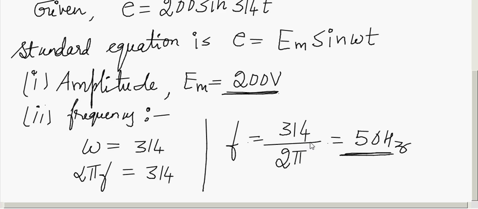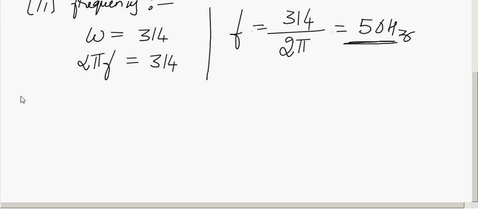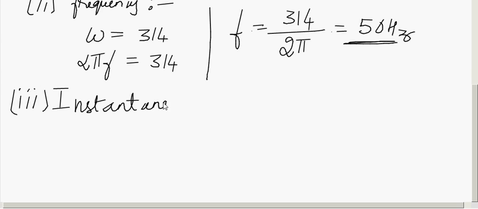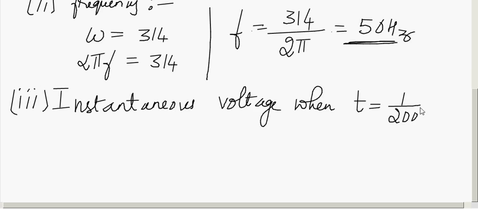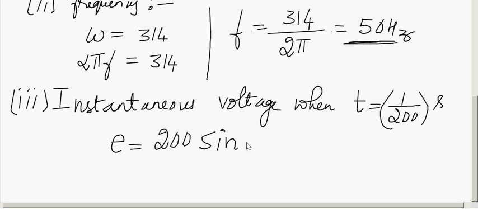Last one is to find out the instantaneous value at t = 1 by 200 second. In the equation, substitute t = 1 by 200. You will get the value. Instantaneous voltage at 1 by 200 second: e = 200 sin 314t, with 314 into 1 by 200. Just calculate and let me know the value.